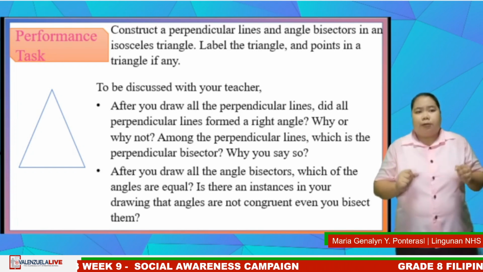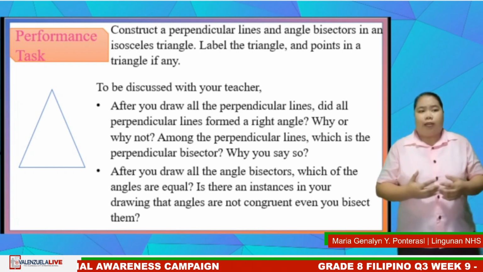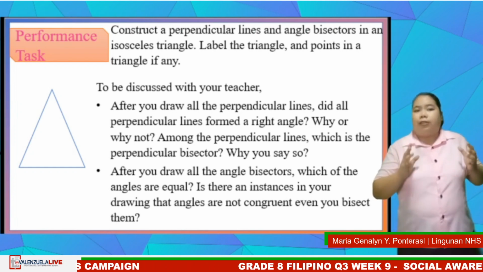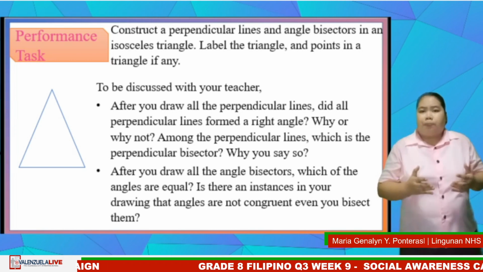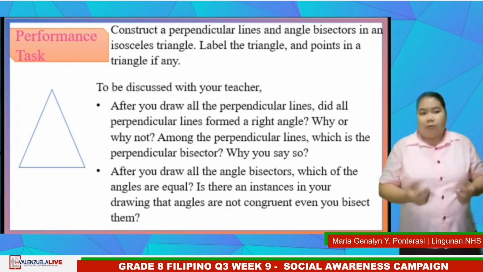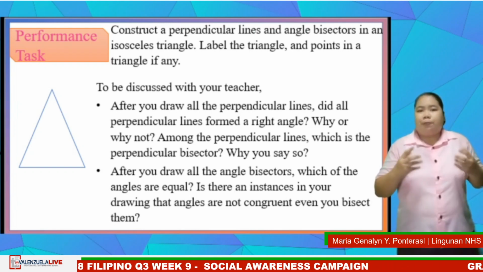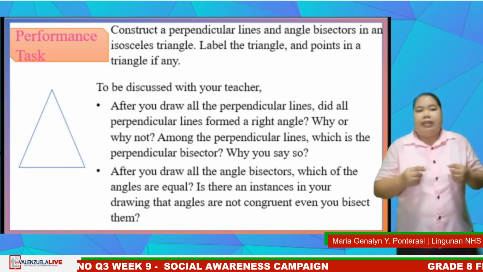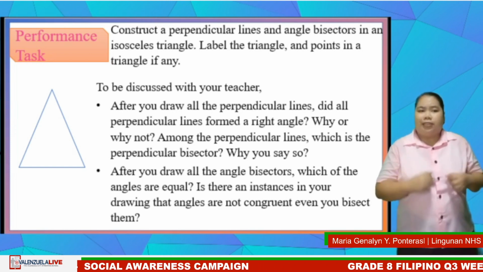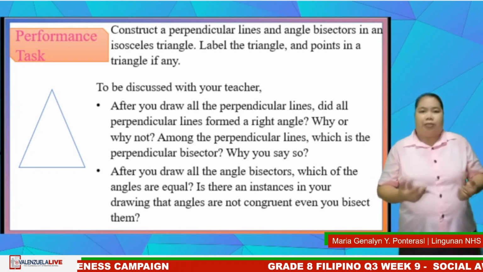After you draw all the perpendicular lines, did all perpendicular lines form a right angle? Why or why not? Among the perpendicular lines, is there a perpendicular bisector? Why do you say so? After you draw all the angle bisectors, which of the angles are equal? Are there instances in your drawing that angles are not congruent even if you bisect them? So we are going to leave this to you and to your subject teacher.